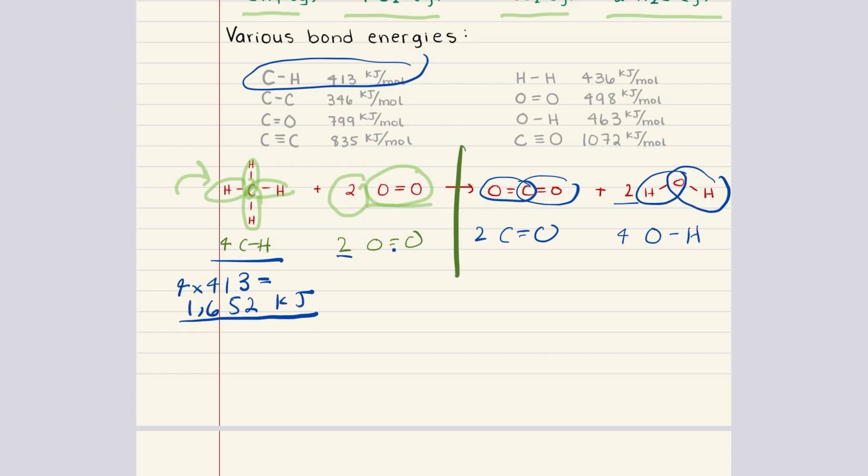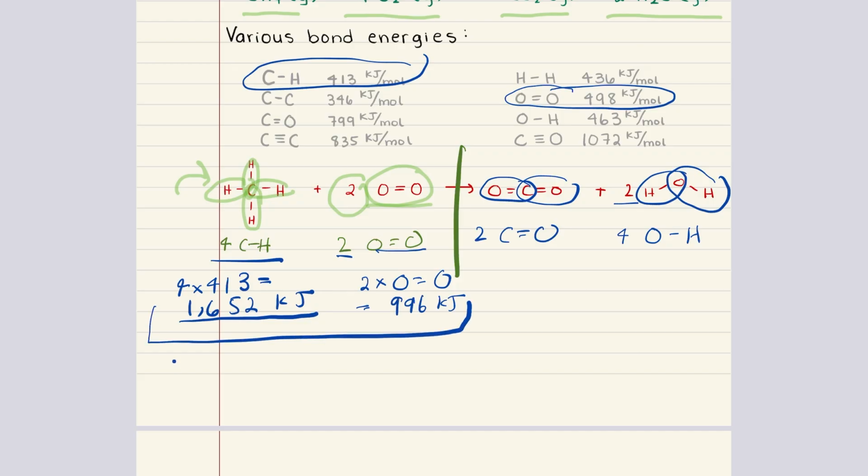What about the energy required to break 2 oxygen-oxygen double bonds? Each oxygen-oxygen double bond requires 498 kilojoules per mole. So for 2 of these, we're going to need 996 kilojoules. So the total energy input to break all of these bonds is going to be 1,652 plus 996. So this is equal to 2,648 kilojoules.